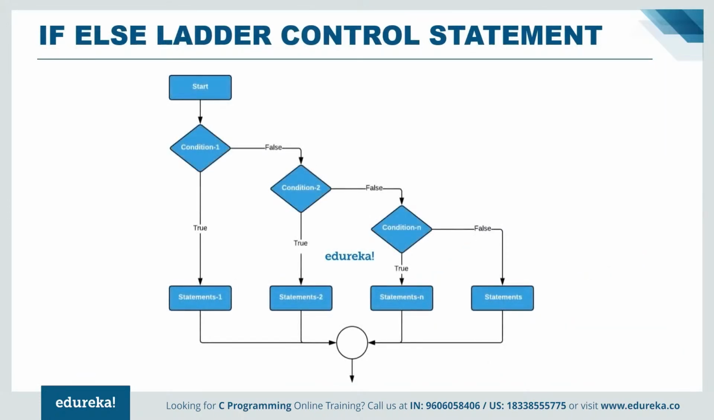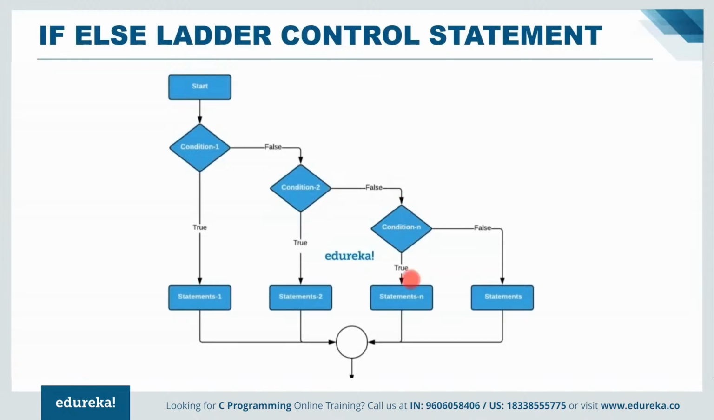As you can see, the control will start from executing the initial steps, and after that it will encounter the first condition. If the first condition is true, then the statements inside the first condition will be executed. If the first condition is false, then the control will directly enter into the second condition. If the second condition happens to be true, then the set of statements inside the second condition will be executed. Else, the control will jump into the third condition or the next following condition.